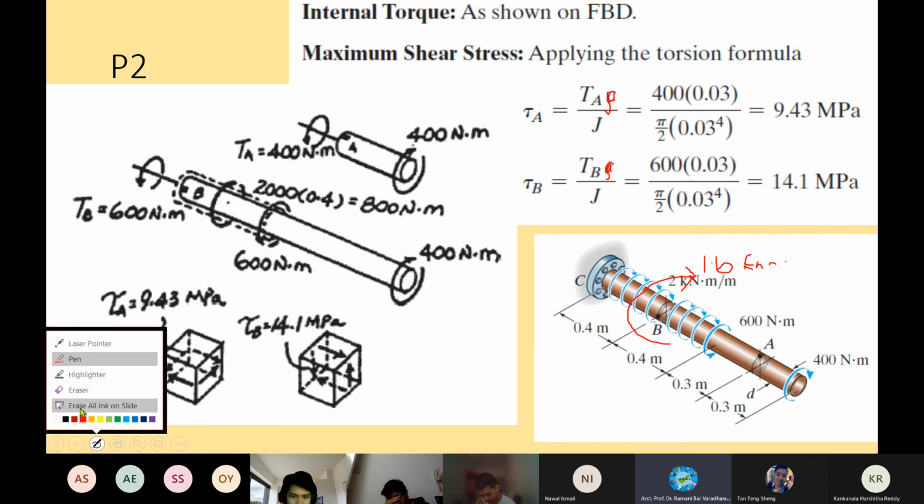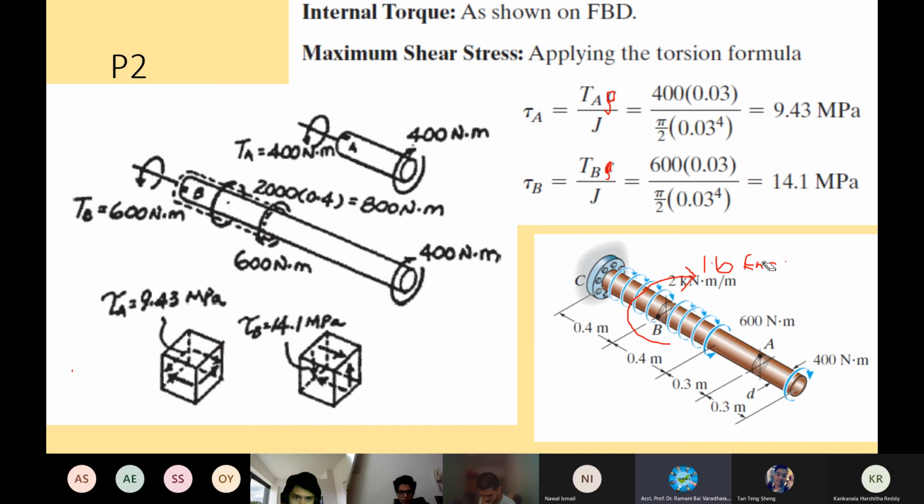This is kilonewton meter. Keep it with you at the center, okay? Because you change the distributed moment to a point moment. And then moving on, is there any other moment acting? This moment, right? 600. How much is the value? 600. Is this 1.6 or 8? Correct. Okay, moving on.